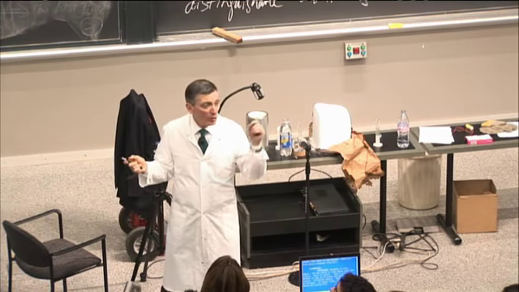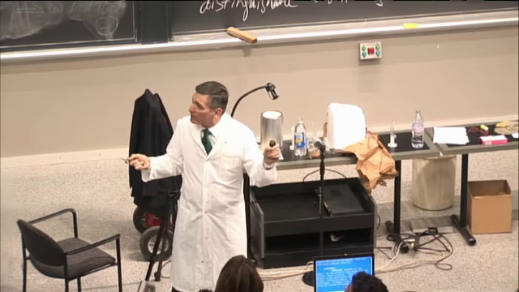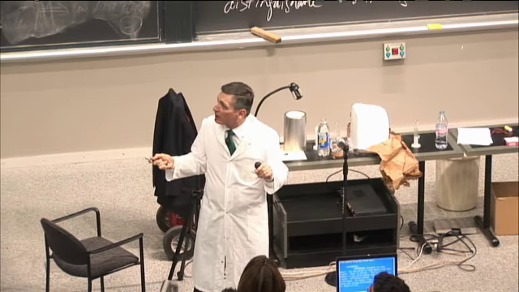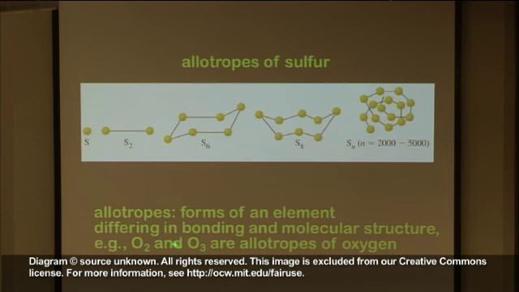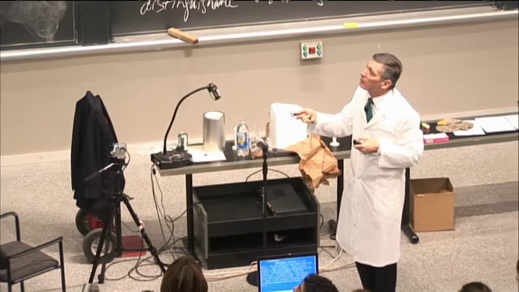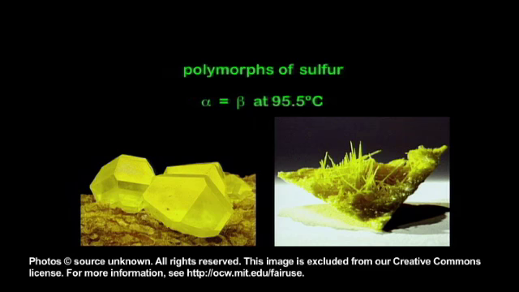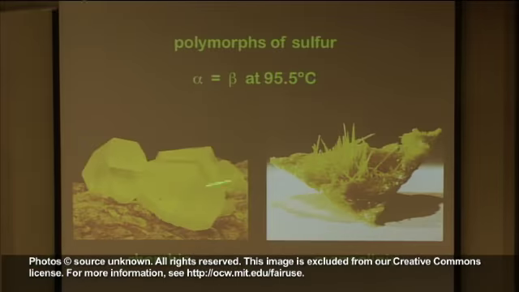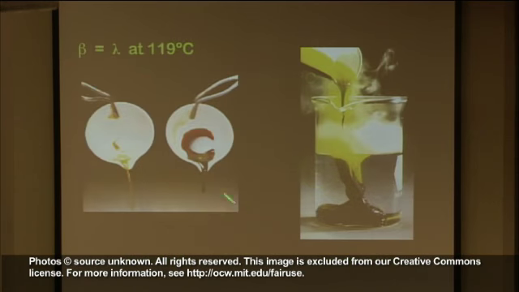So oxygen is O. There's the atomic molecule and the triatomic molecule, which is ozone. These are all allotropes of oxygen. What else do we have here? Okay, this is polymorphs. So this is alpha goes to beta. See, different crystal structures. You can see with your naked eye what's going on here. Different crystal structures. And then this goes to lambda, and then finally they're pouring here.